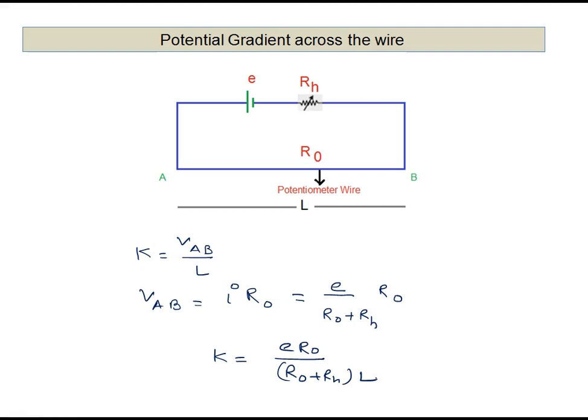Now if there is a galvanometer in the secondary circuit and you know the balancing length, you can easily calculate the secondary cell EMF. Okay, that I will discuss in the next slide.